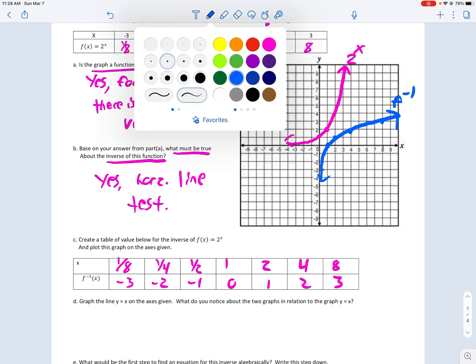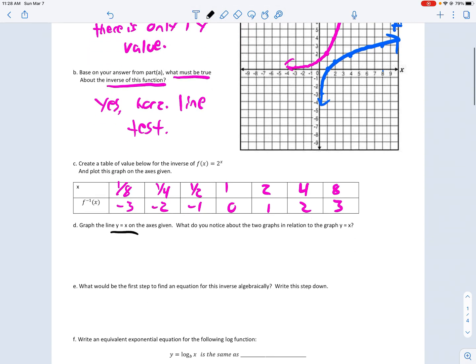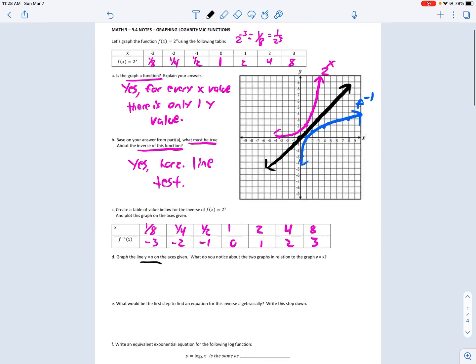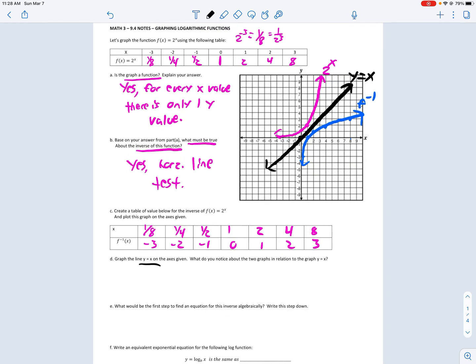So let's graph the line y equals x. So that's a diagonal line, slope of 1, and it intersects the origin at 0, 0, and your slope is 1. So this is y equals x. So what do you notice about their two graphs in their relation to y equals x? So look at the purple graph and the blue graph. What do you notice about the two in terms of the relationship to the black line there?